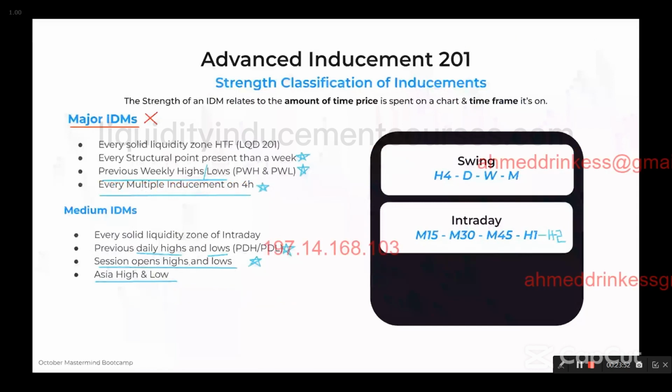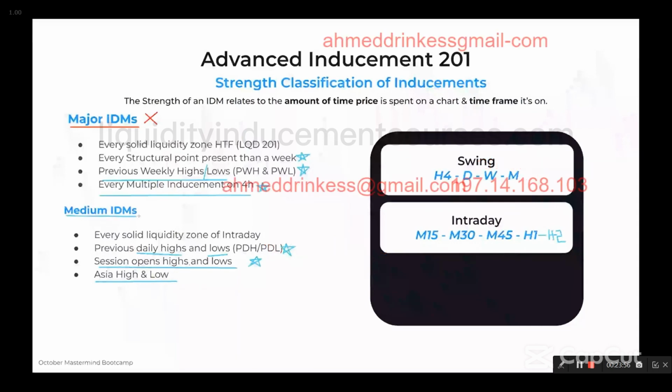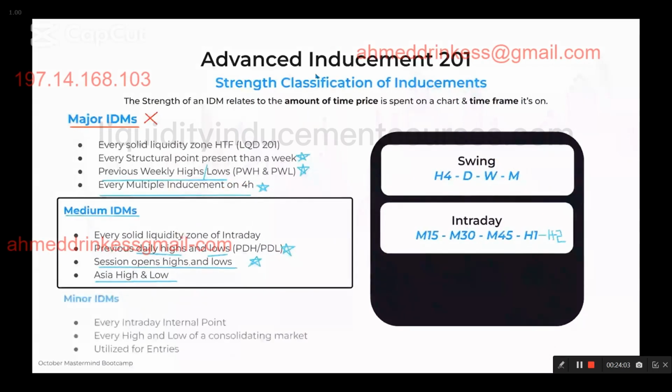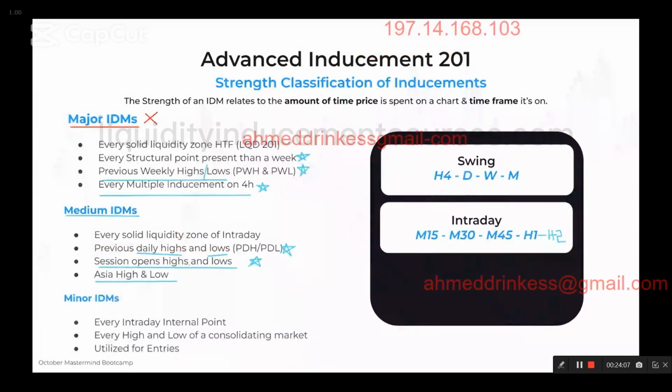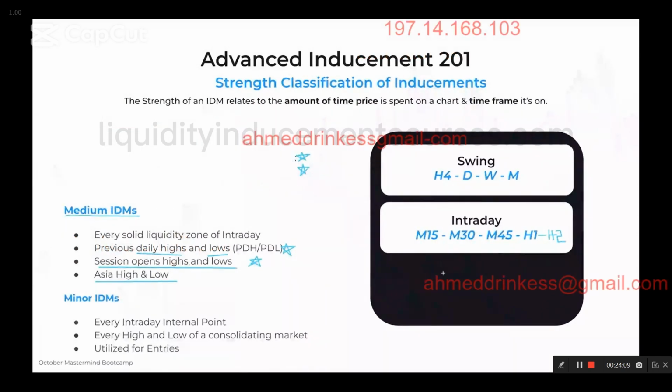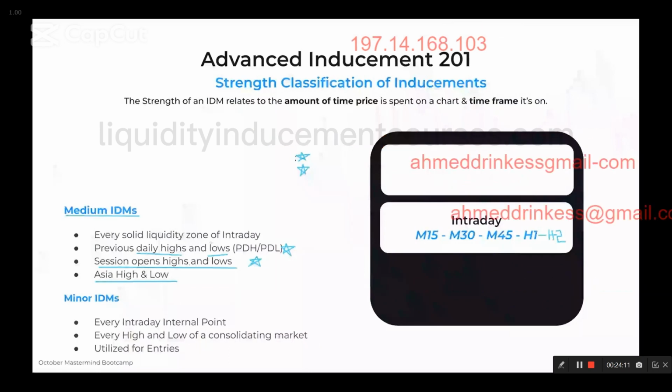We're almost done. You have your major, your medium. I'll use a blue or a purple for medium. And then, of course, our last one is going to be our minor inducements.